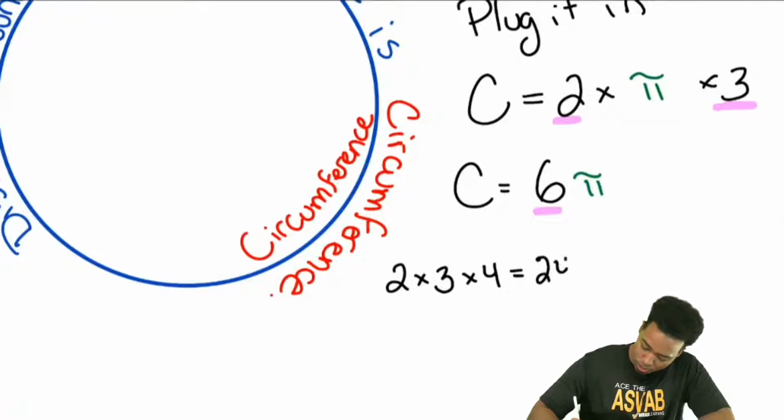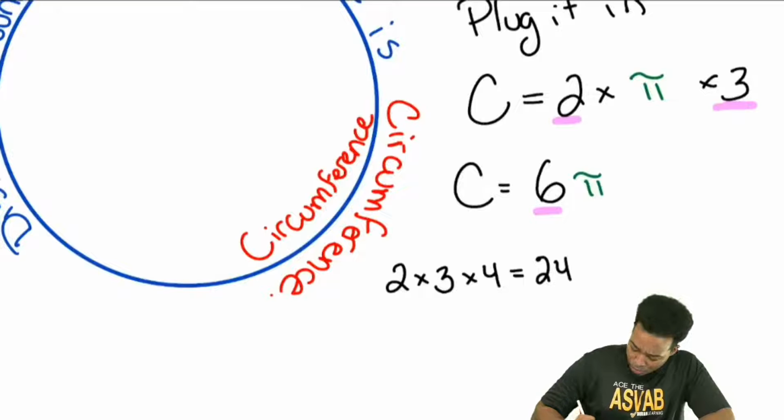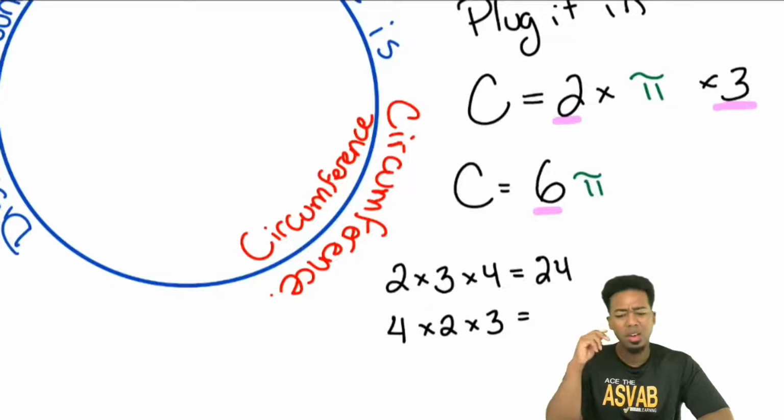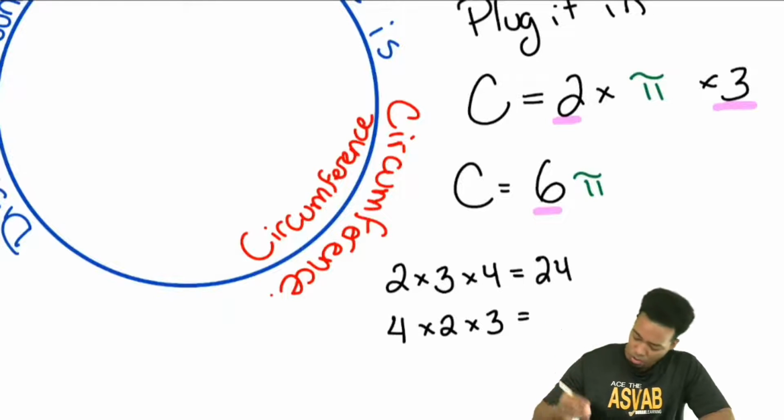Correct. Sounds great. Let's go ahead and switch the order up. If I switched it to, let's say, 4 times 2 times 3. Can we do that real quick? What's that going to be? 4 times 2, that's 8. 8 times 3, that's 24.